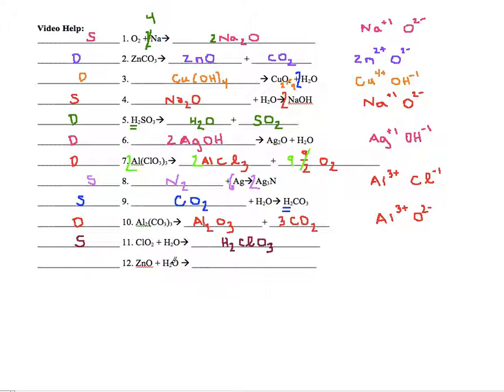For the next one, I've got 2 different things that are combining together to make 1, so this is going to be a synthesis. I'm taking a metal oxide, adding water to it, so I'm going to make a base. Remember, to make a base, you combine your metal with OH. So zinc has a 2+ charge, hydroxide has a -1 charge. So when I cross my charges, I get Zn(OH)2 in parentheses because I got more than one of my polyatomic ions. Let's make sure I am balanced. I've got 1 zinc, 2 oxygens, 2 oxygens, 2 hydrogens, 2 hydrogens, and I'm done.